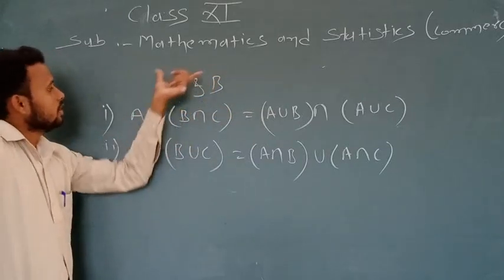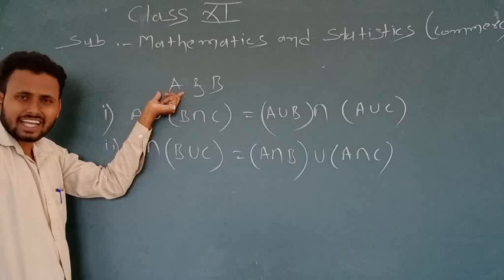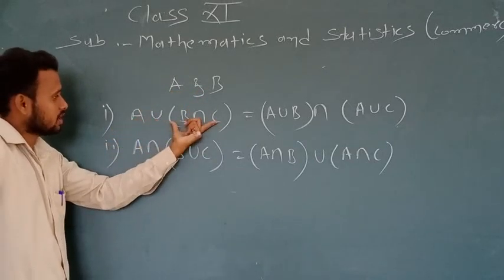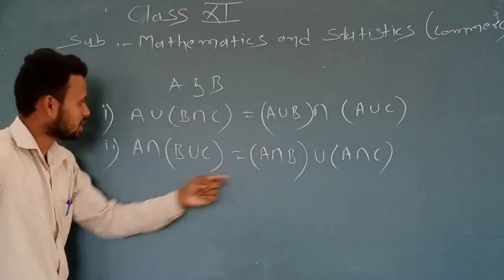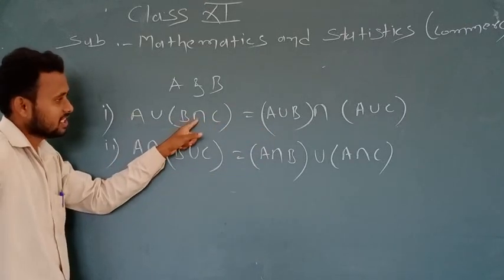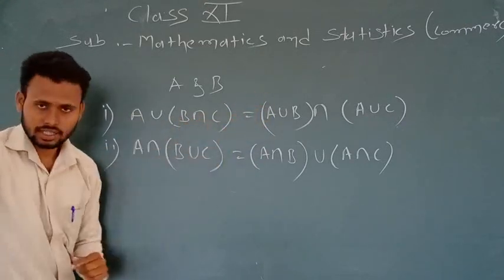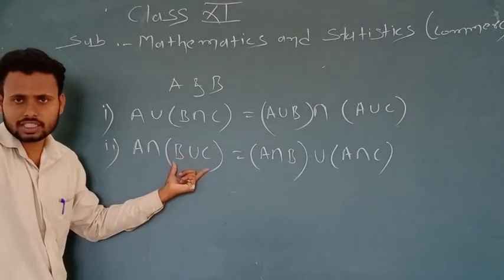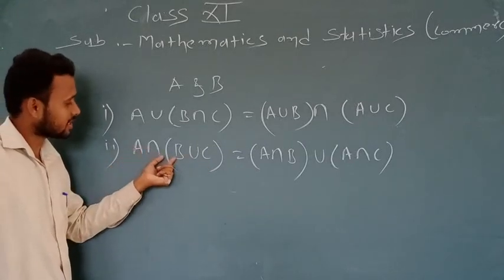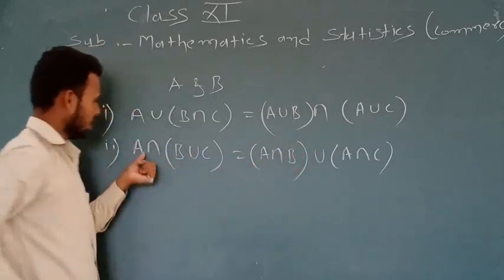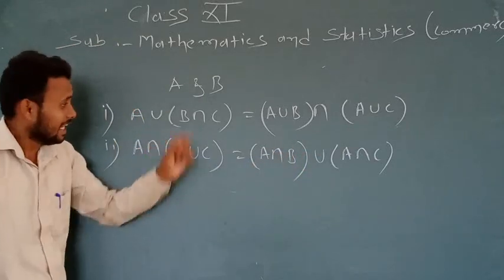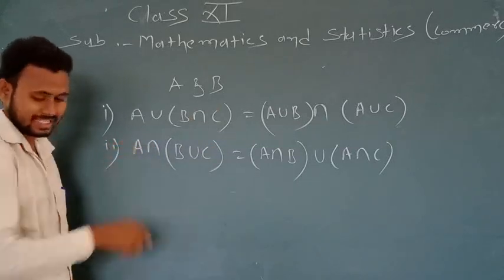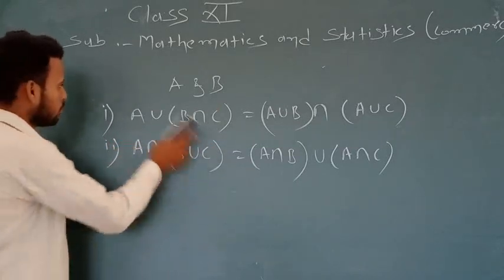Distributive property: first, A union (B intersection C) is equal to (A union B) intersection (A union C). And second, A intersection (B union C) is equal to (A intersection B) union (A intersection C). That we call the distributive property of sets. We will see examples based on this property later.